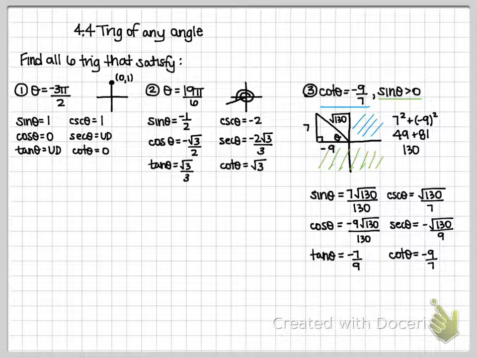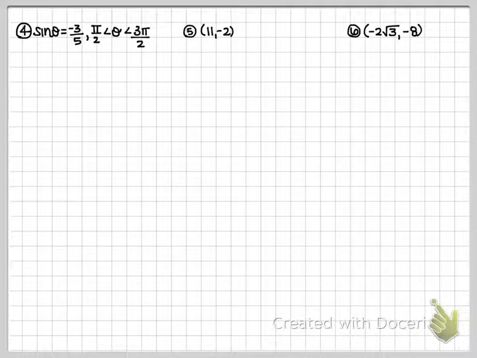I went ahead and found the hypotenuse, and I got root 130, which can't be simplified. It's a product of 13 and 10, and then 10 is a product of 2 and 5, but 13, 2, and 5 don't match, so there's no way that you can simplify that. And I made sure to rationalize. So I think that does it for the first 3 examples. Let's go to the next slide.